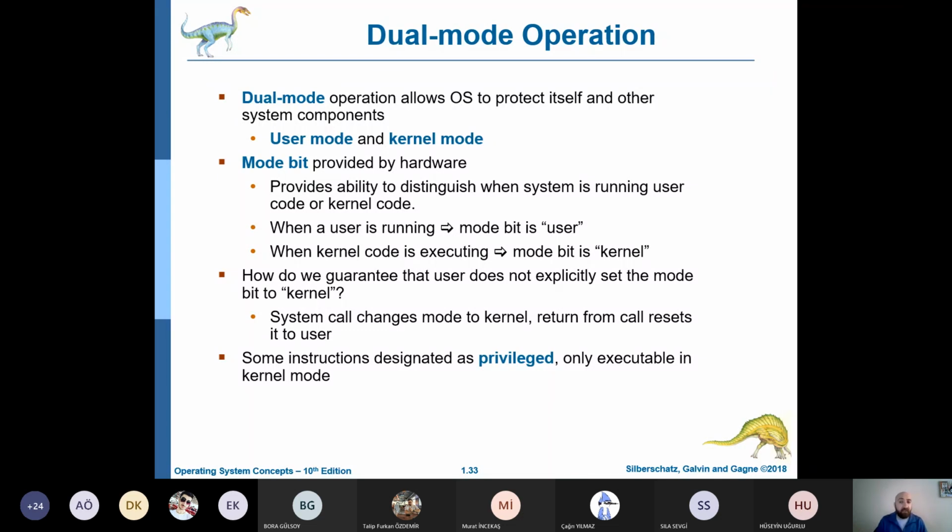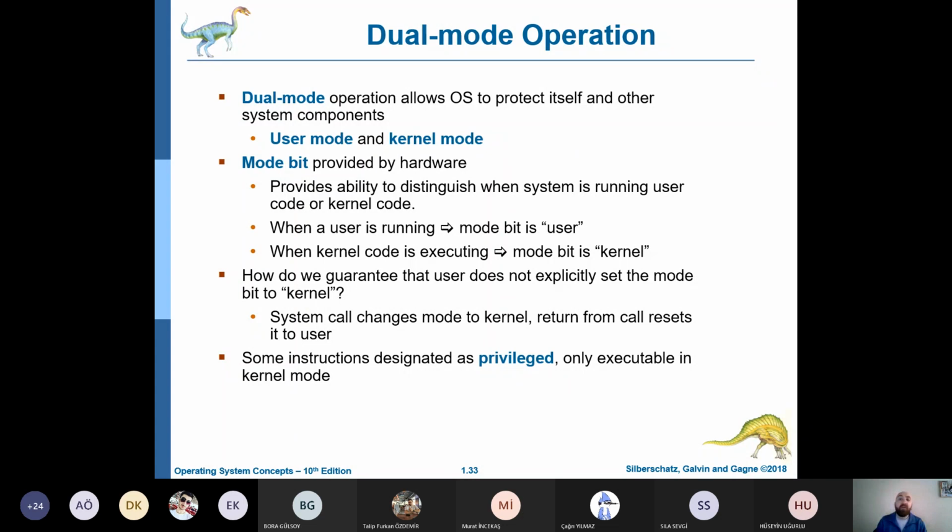So that means at the very least, we need two separate modes of operation, and they're called user mode and kernel mode. A bit called the mode bit is added to the hardware of the computer to indicate the current mode: kernel 0 or user 1. So basically, the mode bit is provided by hardware. If the mode bit is 0, all the hardware can understand that it's running in kernel mode. If it's 1, all the hardware and system understand that this code is running in user mode.